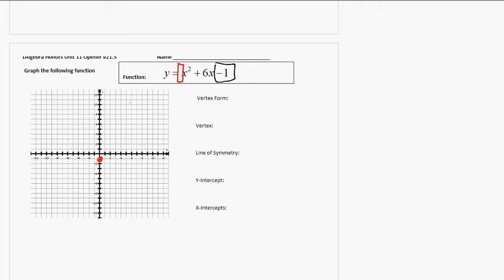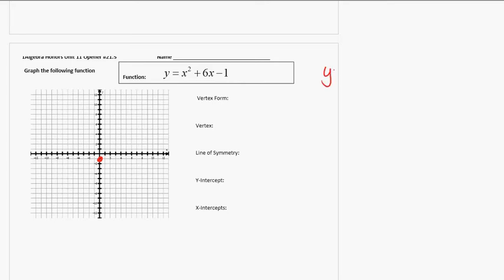So I should be expecting either arrows like that, if it's passing down through here like that, or perhaps arrows like that, passing down something like that. But I have no idea where the vertex is on this, and so completing the square will help me find the vertex, get it into vertex form.